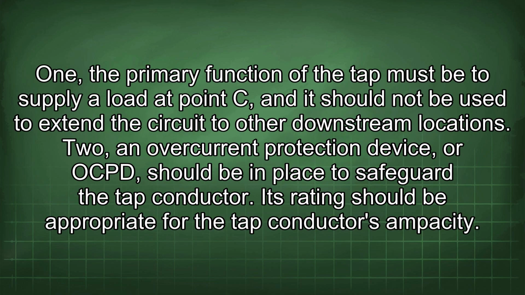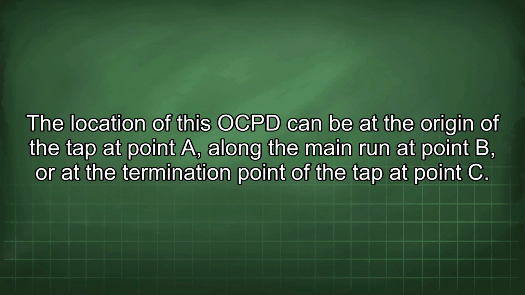1. The primary function of the tap must be to supply a load at point C, and it should not be used to extend the circuit to other downstream locations. 2. An overcurrent protection device, or OCPD, should be in place to safeguard the tap conductor. Its rating should be appropriate for the tap conductor's ampacity. The location of this OCPD can be at the origin of the tap at point A, along the main run at point B, or at the termination point of the tap at point C.